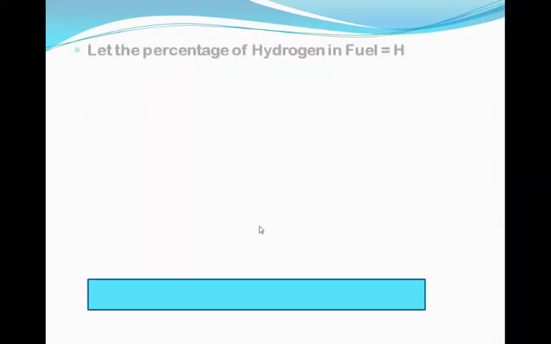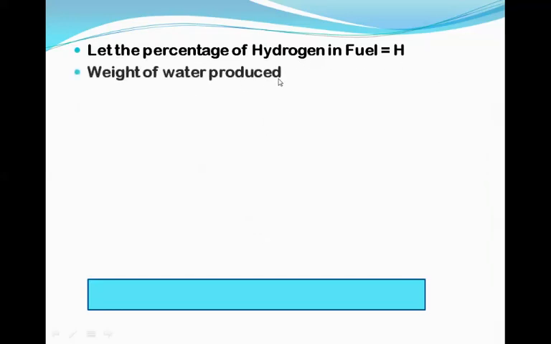Now, the LCV can also be calculated. Let the percentage of hydrogen in the fuel be H. Then, the weight of the water produced by this hydrogen: H2 plus half O2 gives H2O, 2 grams of hydrogen gives 18 grams of water, so 1 gram gives 9 grams of water.